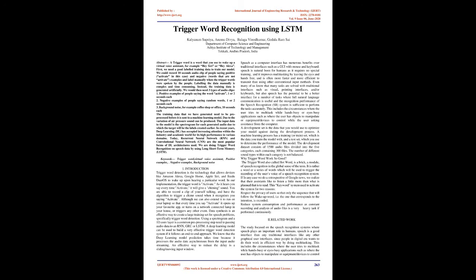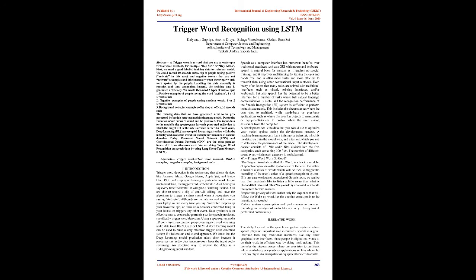We could record 10 second audio clips of people saying positive (activate, in this case) and negative (words that are not activate) examples, and label manually when the trigger words were spoken by the people. Labeling the data manually is complex and time consuming. Instead, the training data is generated artificially.